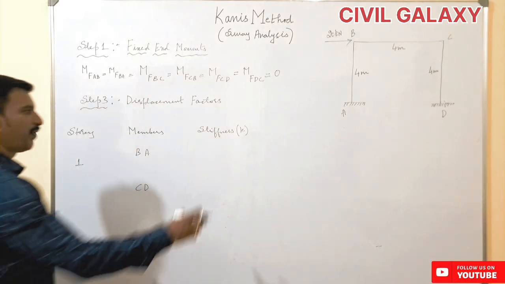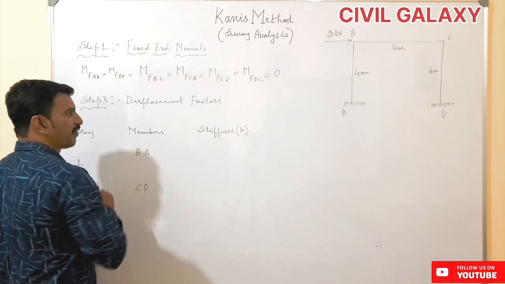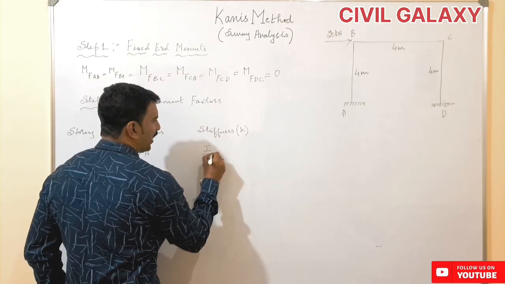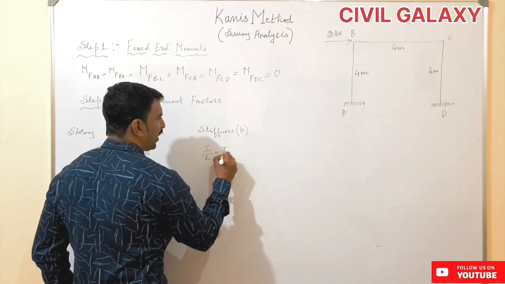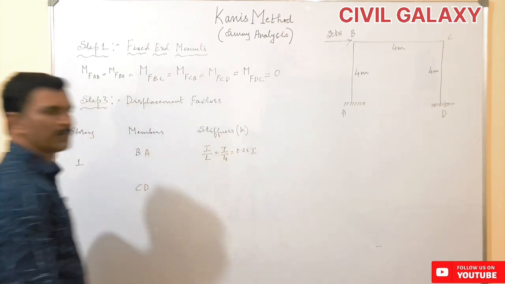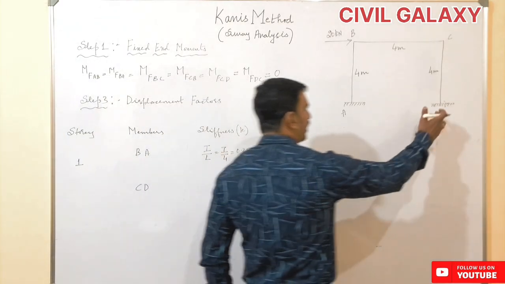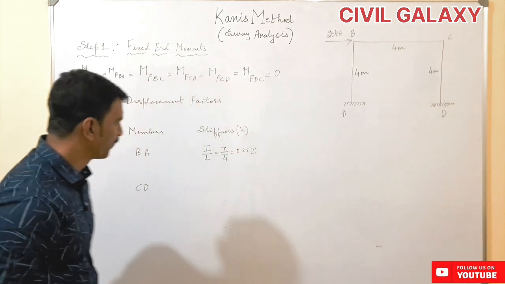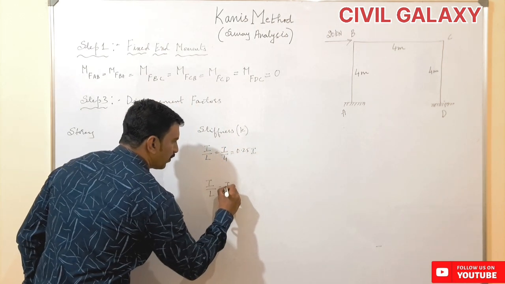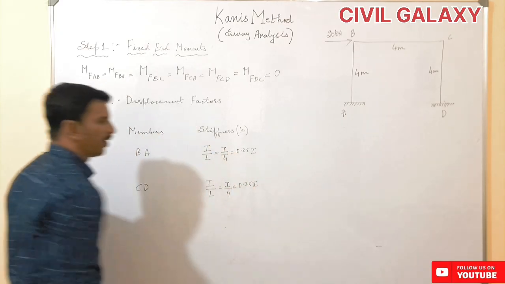And we know whenever we need to find out the stiffness, we need to consider the far end conditions. B is the near end and A is the far end. Since A is fixed over here, we are having a value of I upon L, which is I by 4, which will be equal to 0.25 I. Similarly, C is the near end and D is the far end. Since the far end is fixed over here, the stiffness will be equal to I upon L, which is I upon 4. This is 0.25 I over here.